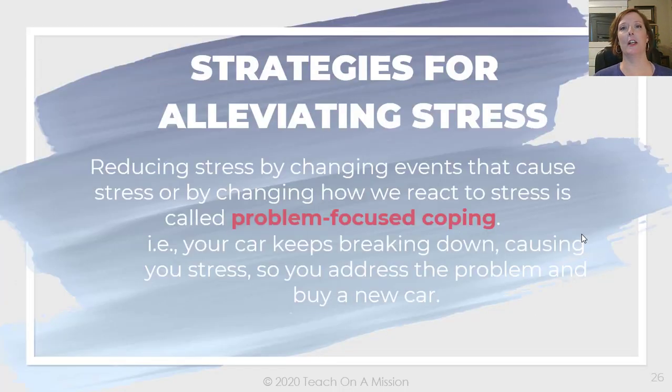So let's talk very briefly about ways that we can alleviate or handle stress. Basically, reducing stress by changing events that cause stress or by changing how we react to stress is called problem-focused coping. So for example, your car keeps breaking down, causing you to stress, so you address the problem and buy a new car. Well, that's great if you can. If you have the resources, that's an amazing and easy and highly effective way of alleviating your stress. Unfortunately, it's not always the case that we can just easily do that.